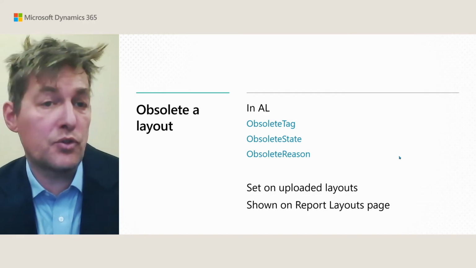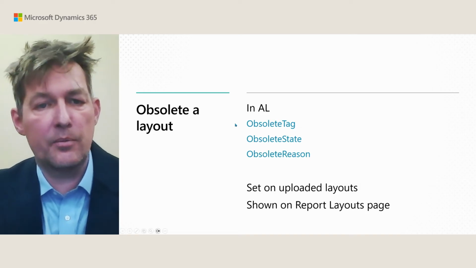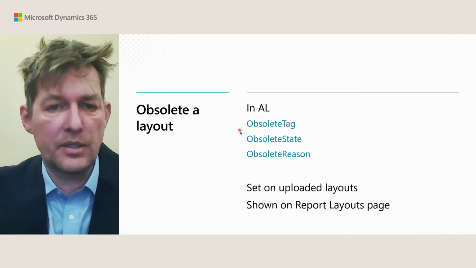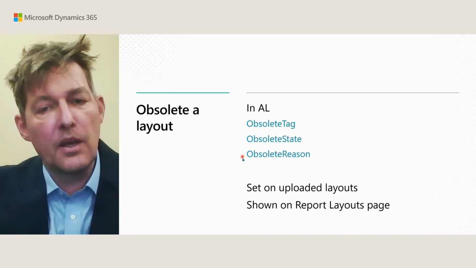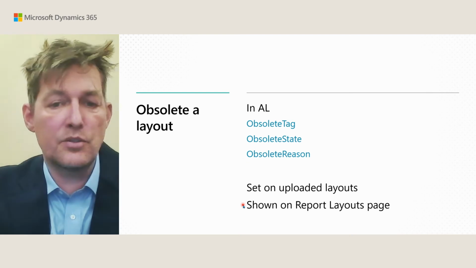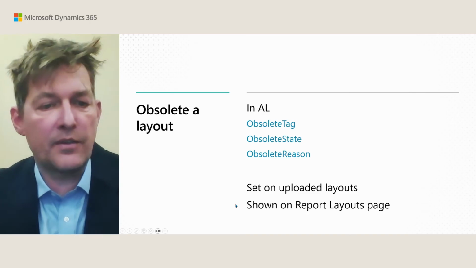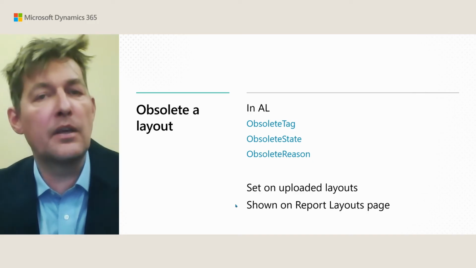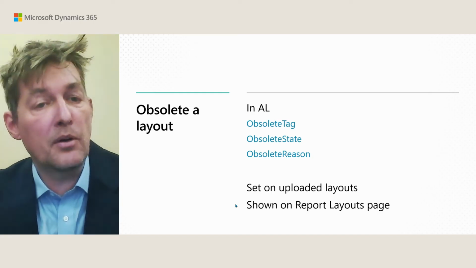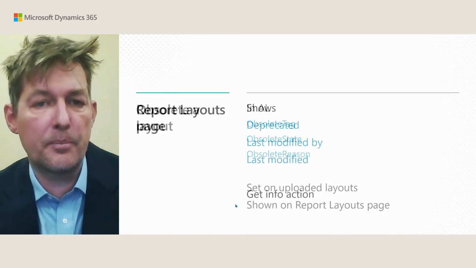We also made it possible to obsolete a layout. You can do this either in AL with the normal properties, obsolete tag, reason, and state. But you can also set this on uploaded layouts, and then this is shown on the report layouts page. We did this because we have this initiative of modernizing a lot of the reports in the base application, and therefore some of the older layouts will be obsoleted, and this is the way we want to do that.